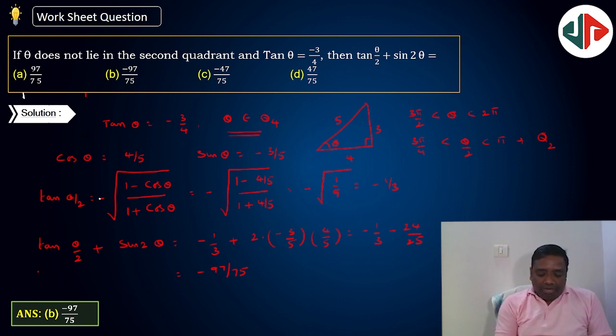Here the important point from this question is the minus value. Sir, why is the tan of theta by 2 value negative, sir? This is the nature of trigonometric ratios concept. If you are clear on that, then this question will be easy.